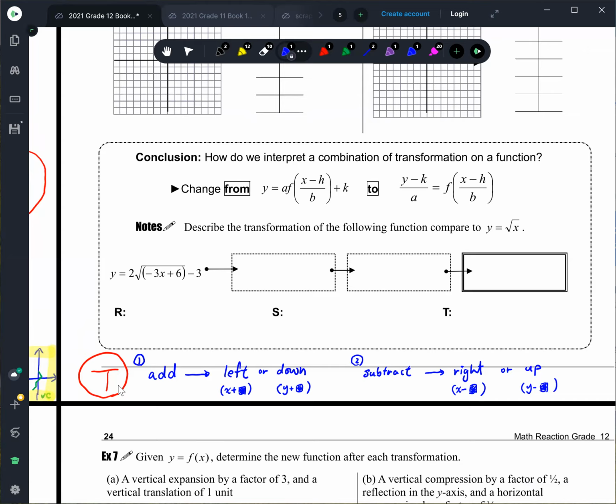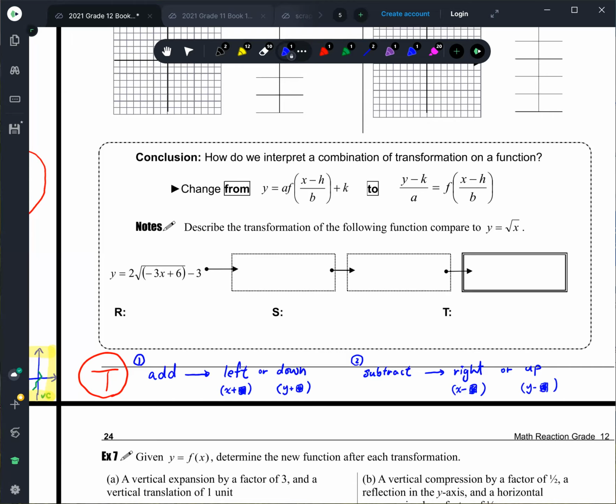Okay, Philip, are you done writing? Almost, one second. Okay. All right, I'm done. All right.